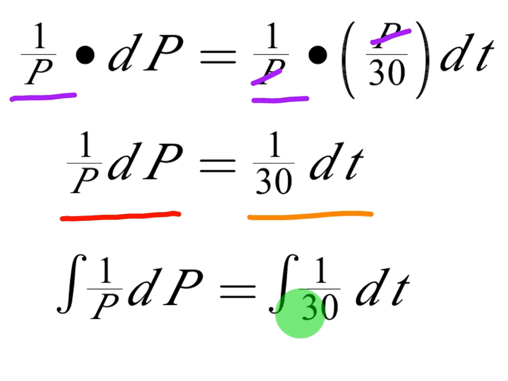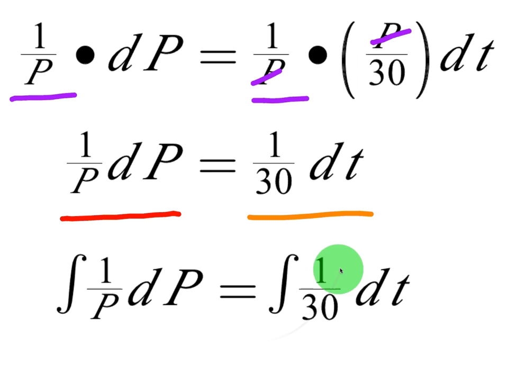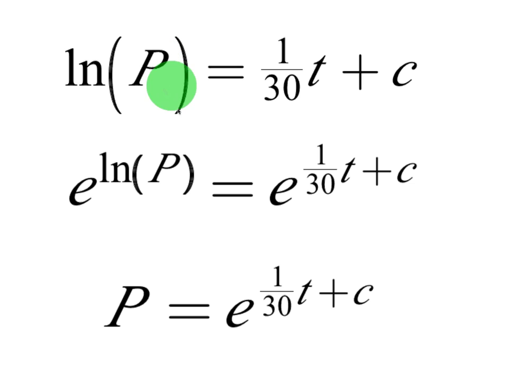We know from previous lessons that the integral or antiderivative of 1 over p is the natural log of p. And on the right, we have a constant, so the antiderivative of that is 1 over 30t. Don't forget your plus c. Remember, your plus c always goes with your independent variable.